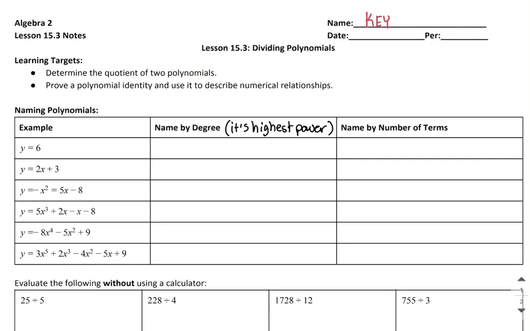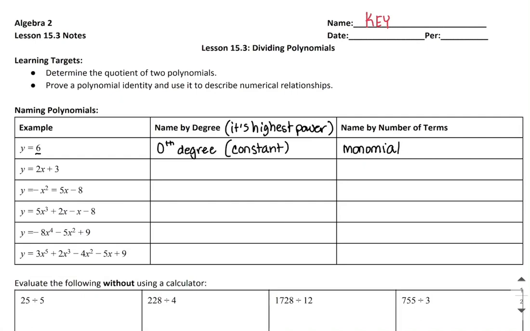So if we look at the first example, y is equal to 6, if we wanted to name that by its degree, its highest power, it doesn't have an x value. So we say that's the 0th degree, since it doesn't have x to any power. And we also call it a constant. So if it's a 0th degree function, it's a constant. If we were to name it by the number of terms that it has, one term, so we call it a monomial, because mono means one.